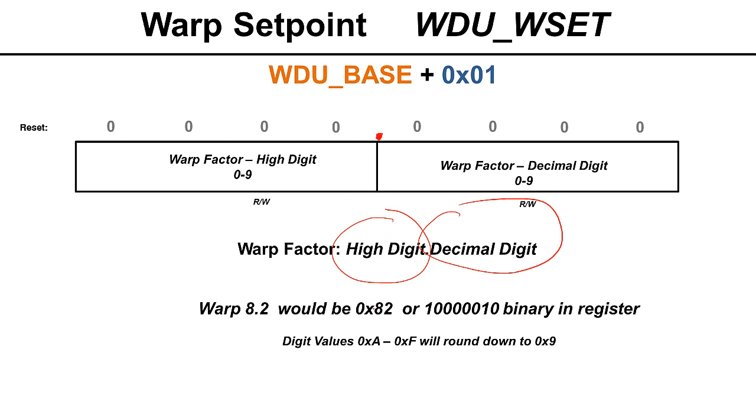And then warp 8.2, you could specify as hex 82 or binary. And here's a good example of where there may be invalid values. For example, if we programmed anything through A through F, which is 10 through 15, the hardware will just round it down to 9. So we cannot hit anything more than warp 9.9. So you'll often see this in a register set.